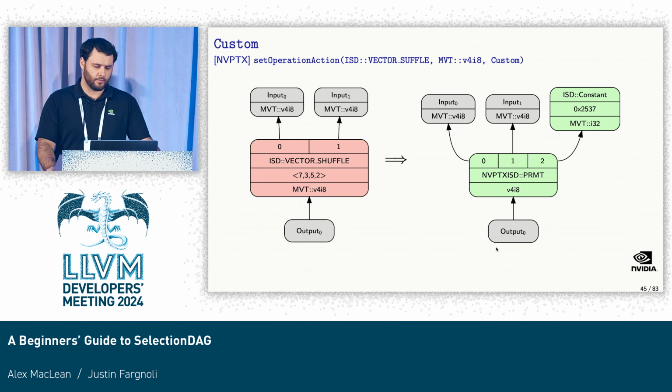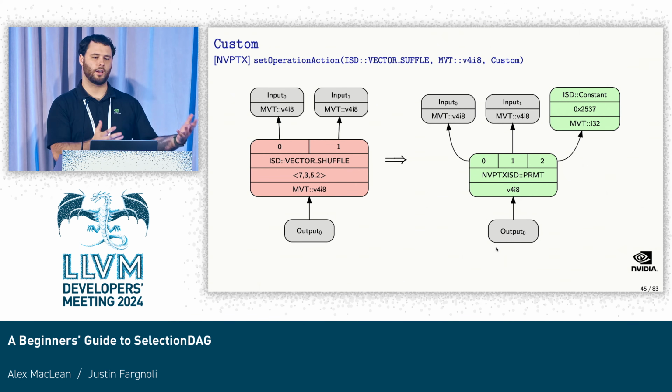In NVPTX, we could ask SelectionDAG to expand the vector shuffle operation. But as a compiler engineer, we know that the PTX ISA that we're targeting supports the permute instruction. And the semantics of the permute map really well to the vector shuffle operation. So I'm going to implement a custom lowering to take our vector shuffle and produce a permute. SelectionDAG couldn't do this for us because it doesn't know about these target-specific nodes. It only knows about the nodes that are generic and supported by SelectionDAG and all targets.